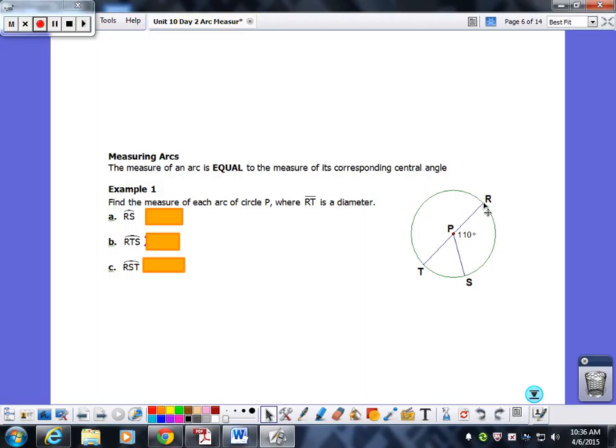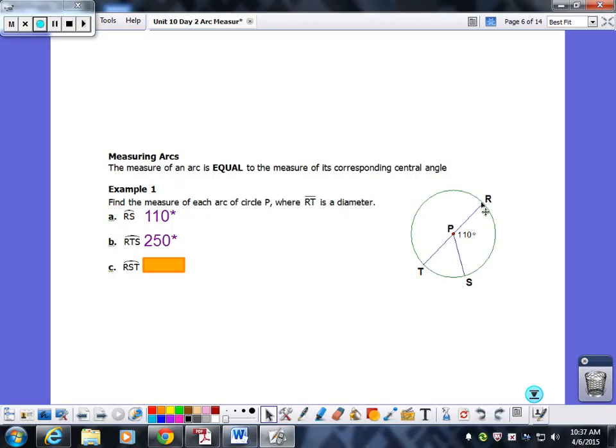In this picture, arc RS has its corresponding central angle RPS. RPS has a measure of 110 degrees. So therefore, arc RS is 110 degrees. Now we know a circle has 360 degrees. If we're looking for arc RTS, we start at R, pass through T, and stop at S. Well, we know RPS is 110 degrees, so we can take 360 and subtract the part that we know, which is 110, and we come up with 250 degrees.